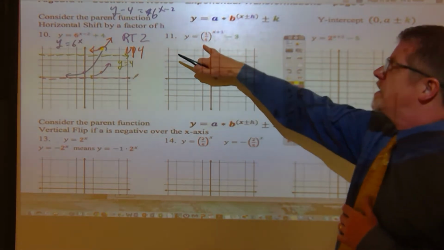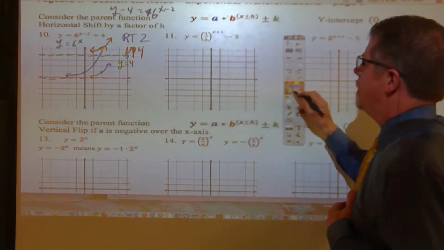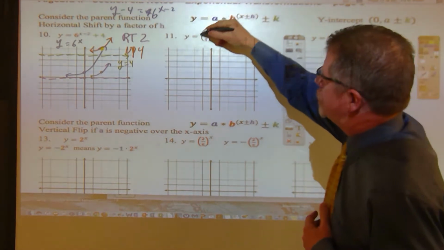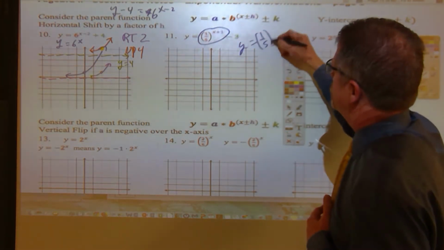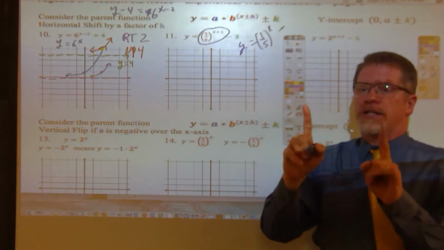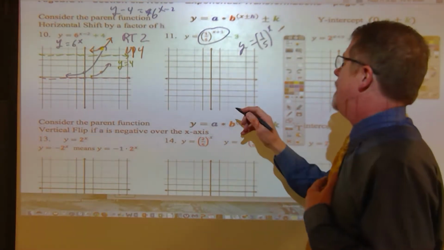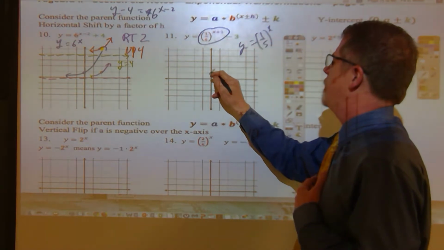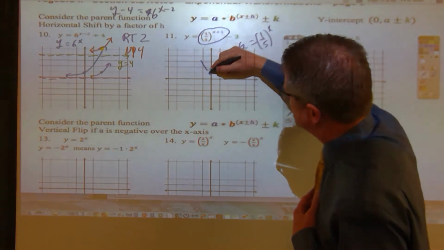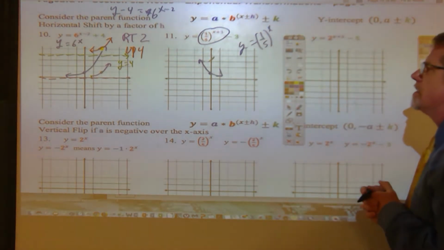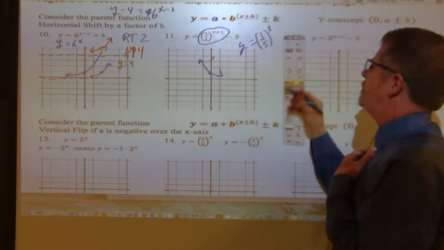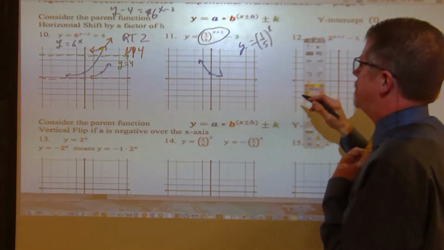Now, let's take a look at number 11. On number 11, we have a parent graph of y equals (1/5)^x. That's the parent graph, okay? So let's draw the parent graph, which starts at 1 and has exponential decay. And can someone give me the shift narrative here?